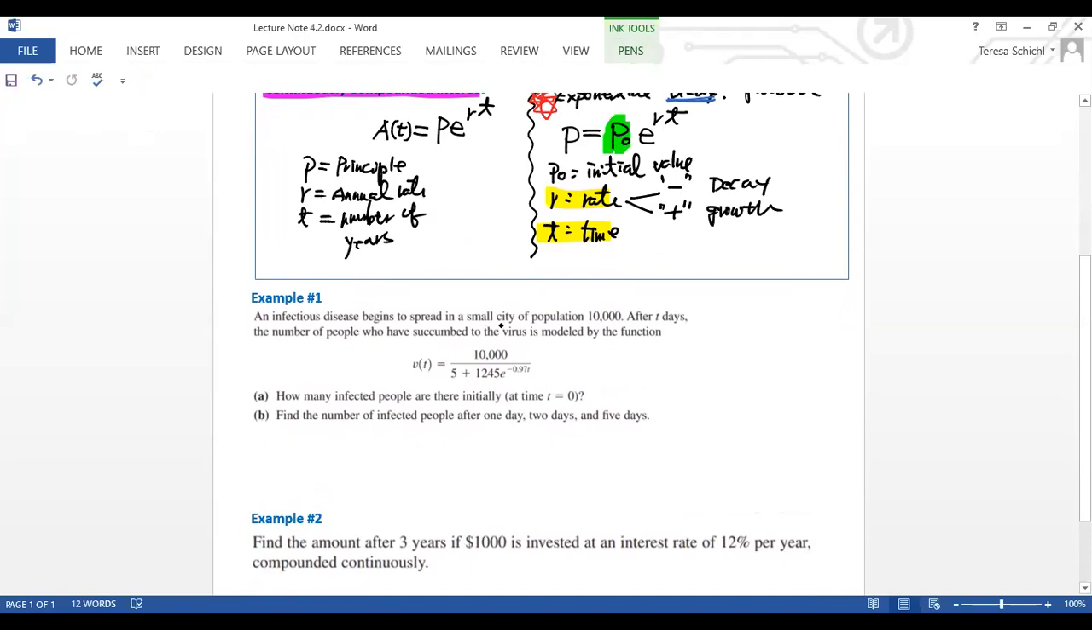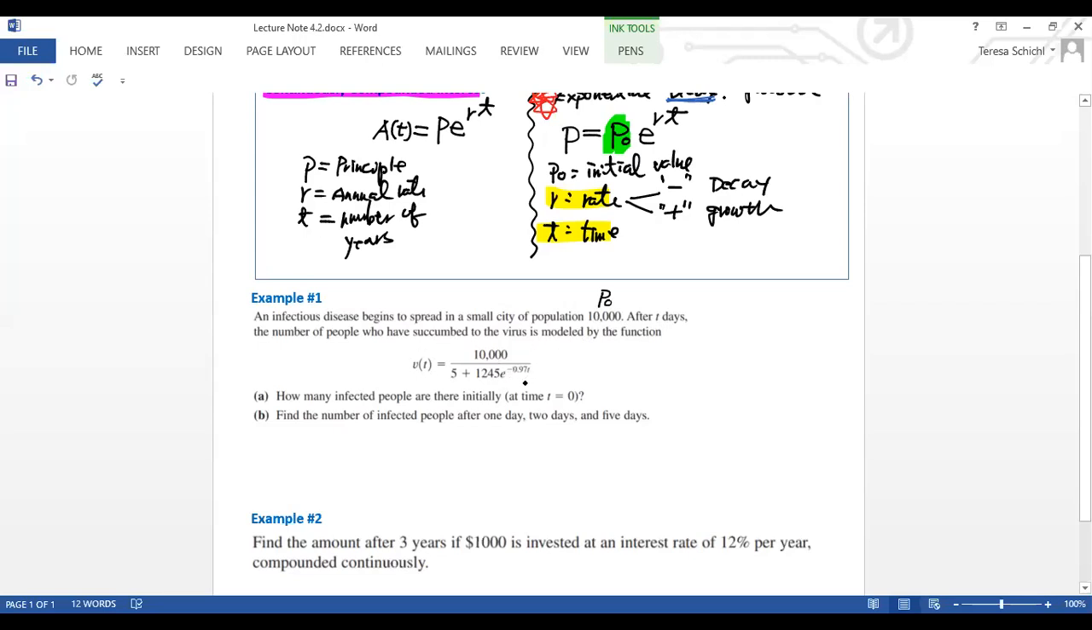Okay, so let's take a look at the first problem here. Let's say an infectious disease begins to spread in a small city with a population of 10,000. So this is my initial P here, 10,000. After 10 days, the number of people who have succumbed to the virus is modeled by this function.